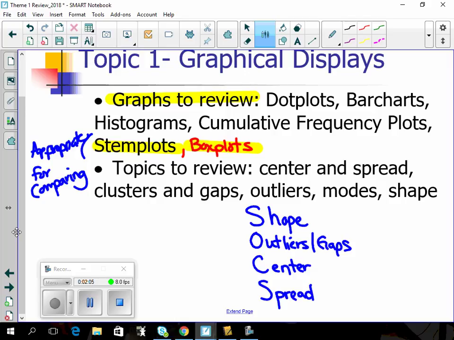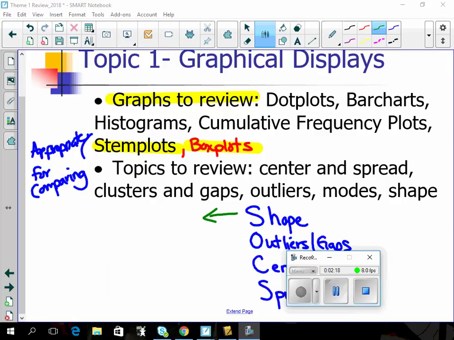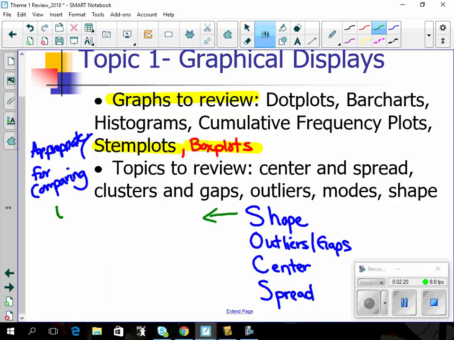What are some key words for shape? Let's just remind ourselves. What are some descriptors for shape? Unimodal, sure. I'm just going to write a whole bunch of words down. You guys just yell them out to me in terms of vocabulary. Unimodal, give me something else. Skew. It's important to tell me the direction of the skew, okay? So skew left or right. Give me something else, just yell them out.